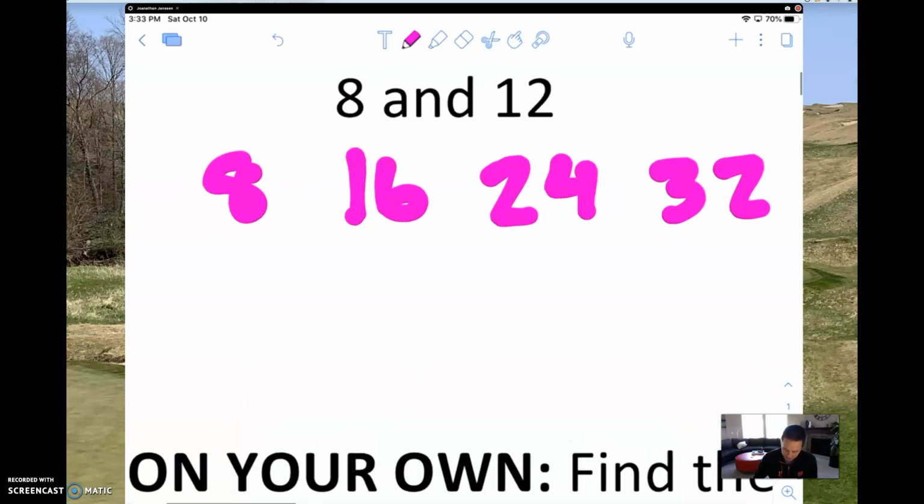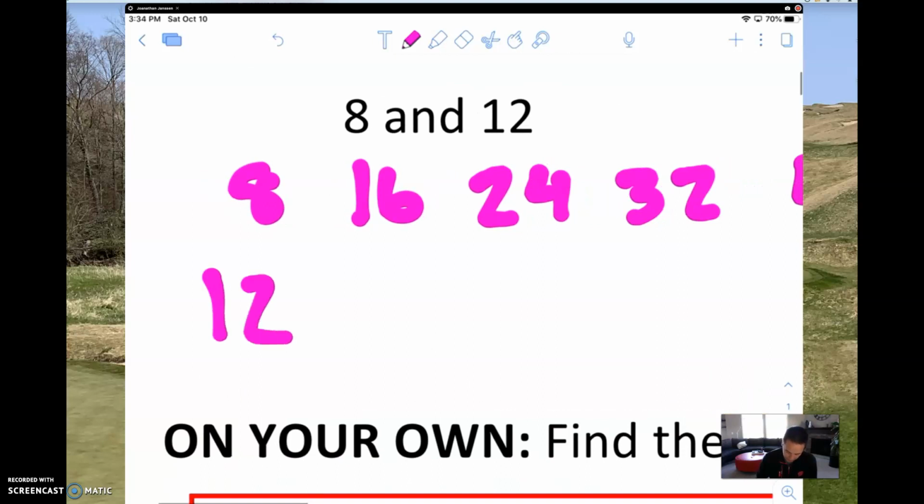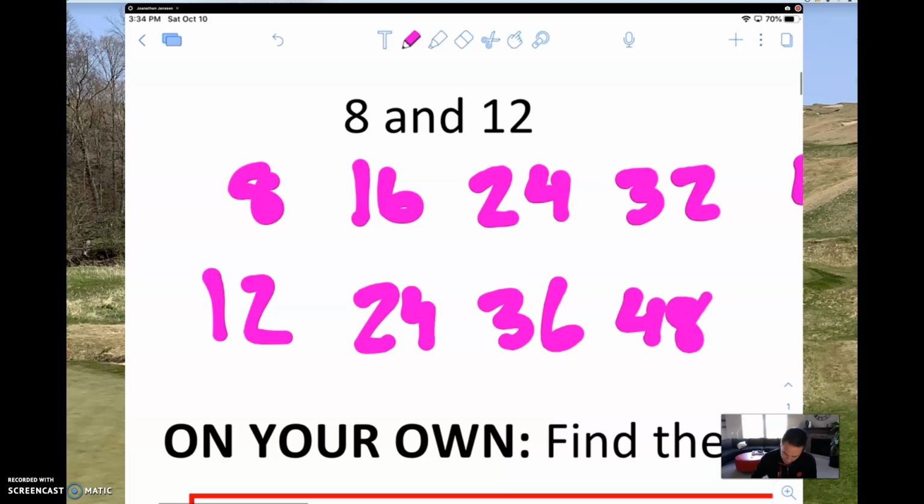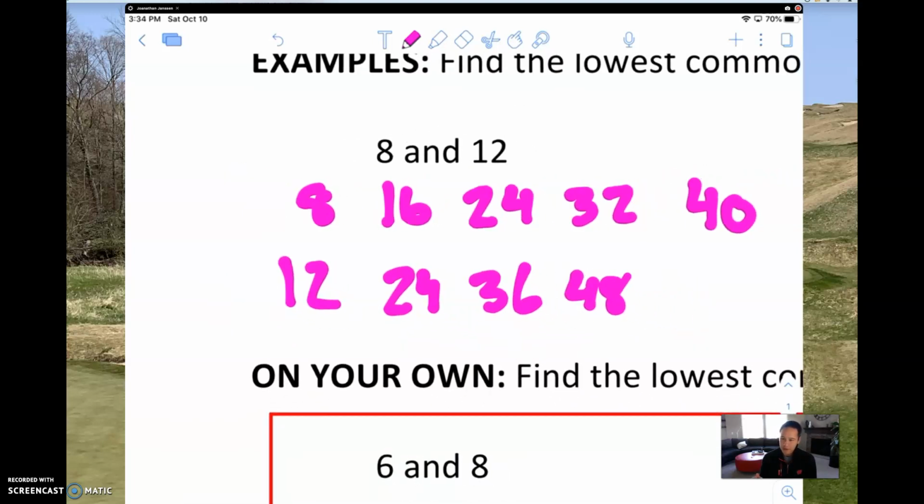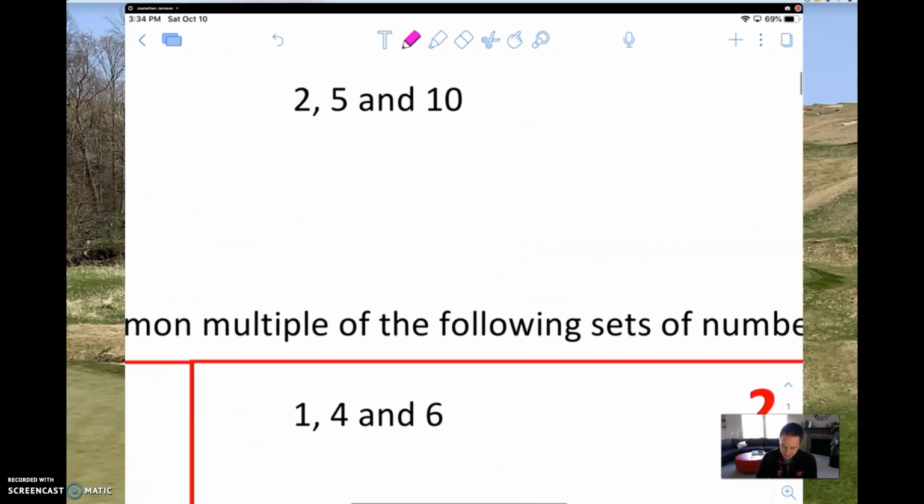And let's list the multiples of 12. We have 12, 24, 36, 48, and so on and so on. But hopefully as we did that, you noticed, well, they already have one in common. And the one that they have in common is a 24. So the lowest common multiple of 8 and 12 is 24. Let's look at the next set of numbers.